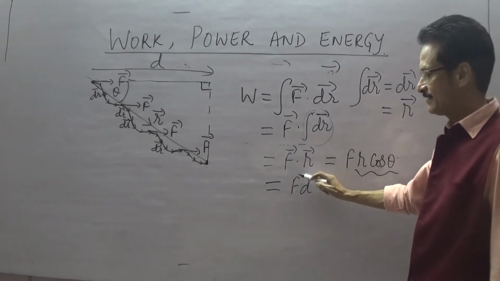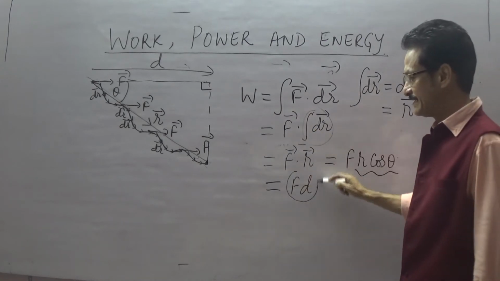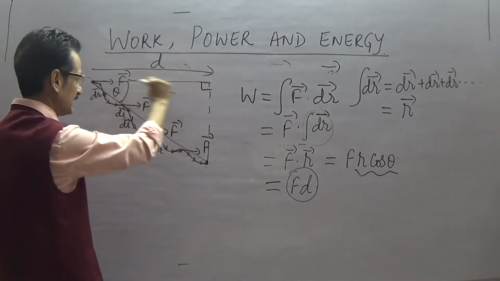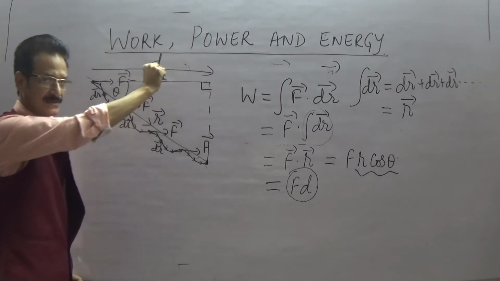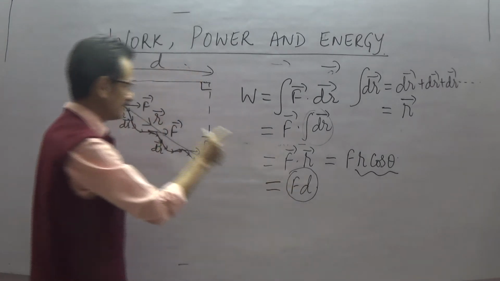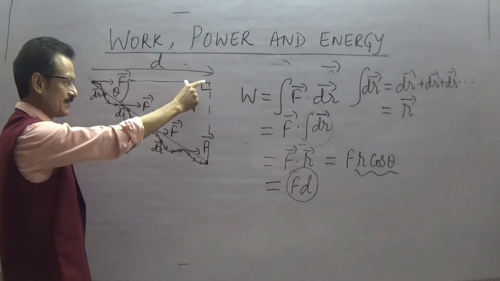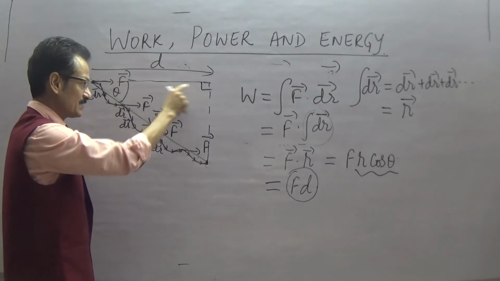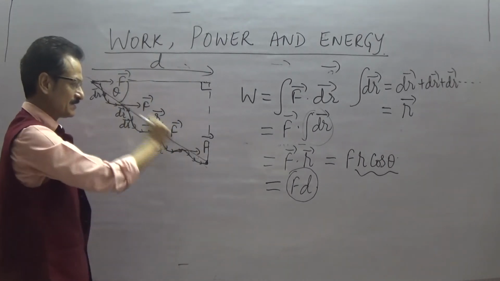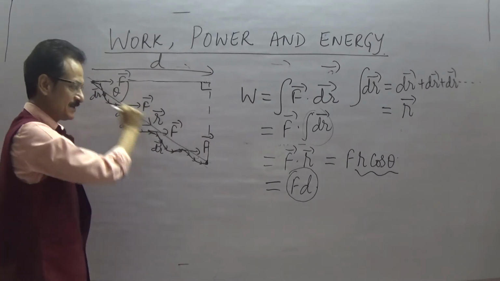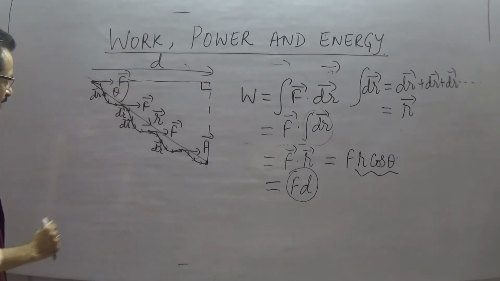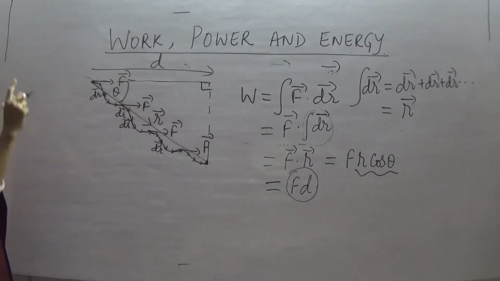So you can remember it like this, that this work is equal to F into d. Now what is d? d is the displacement of the body in the direction of the force. This is not the actual displacement, but d is actually the magnitude of the displacement of the particle in the direction of the force. And d is not the magnitude of the actual displacement. The magnitude of the actual displacement is this length. So, I can give you a practical example of this.